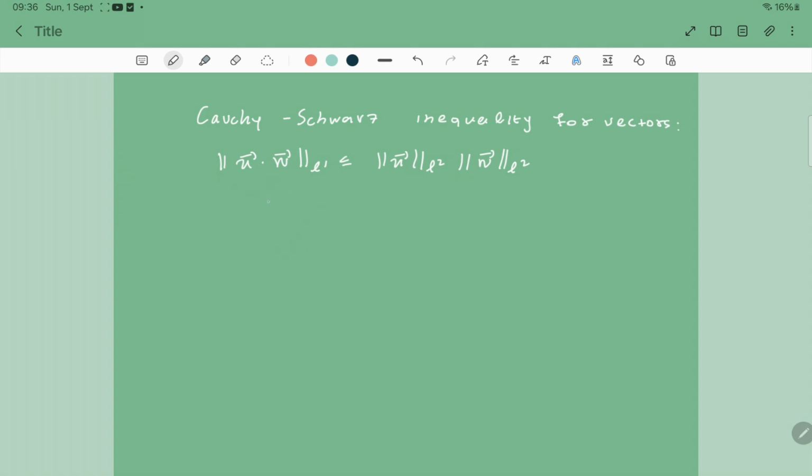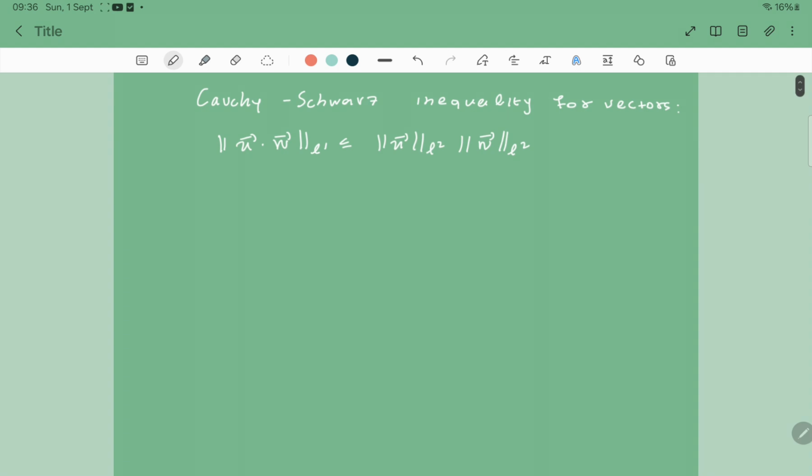Here at the left hand side I have the product of u and w in the little l1 norm, which is the counting measure, and at the right hand side I have the product of u in little l2 and w in little l2. So what is the proof here?